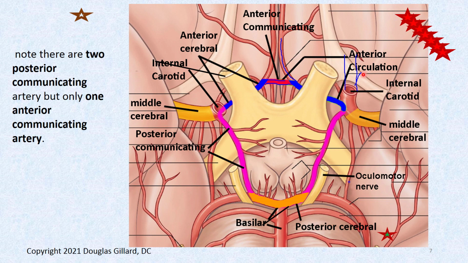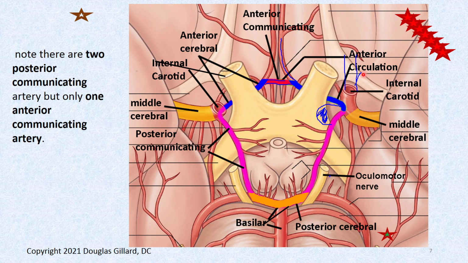That's super high yield. But we should note a couple things. Notice how the end of the internal carotid artery here is very close to the optic chiasma. What happens if you get a big aneurysm right here? Well, you can interfere with vision because of this.